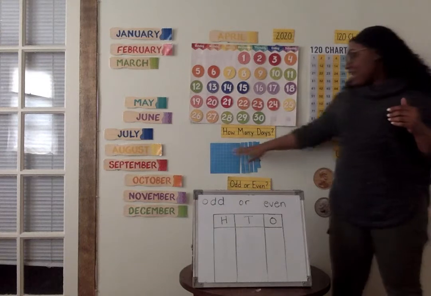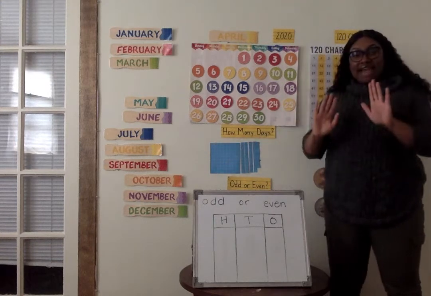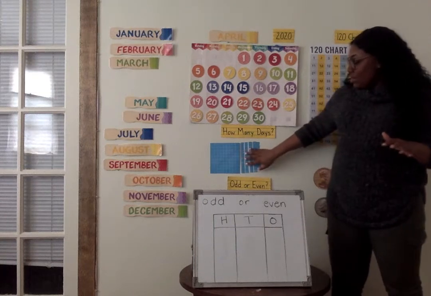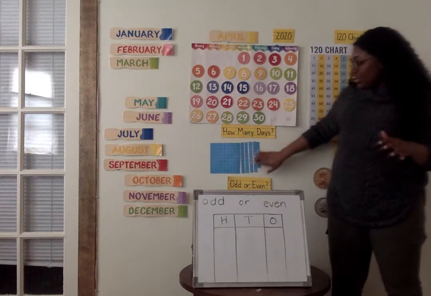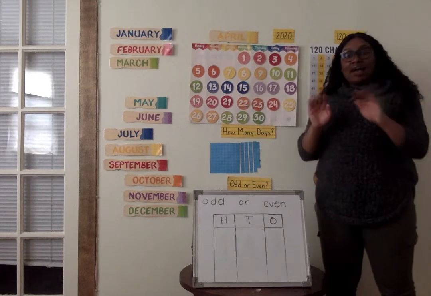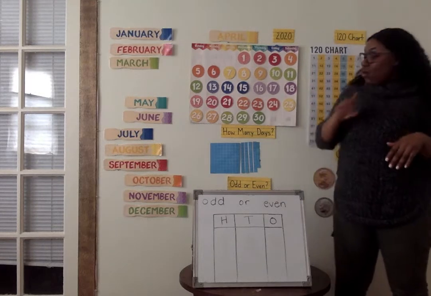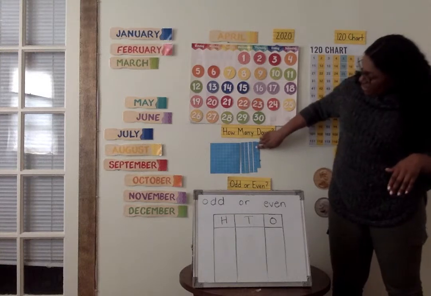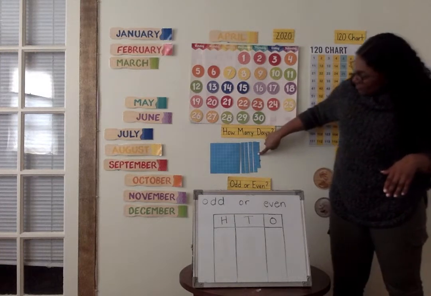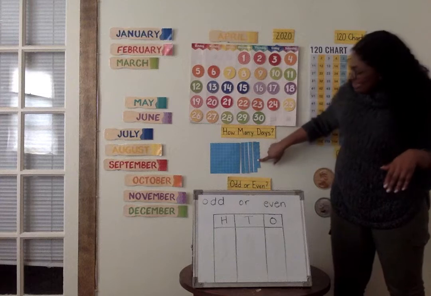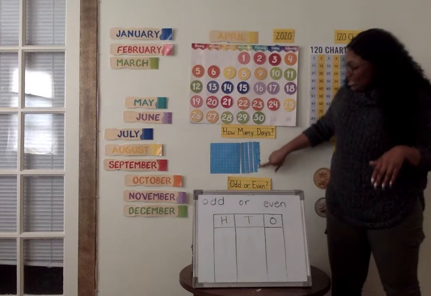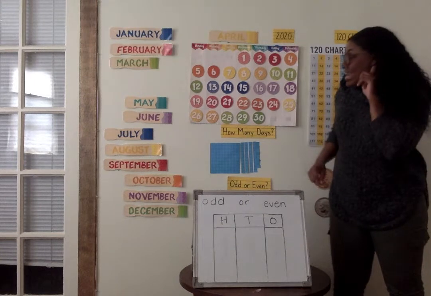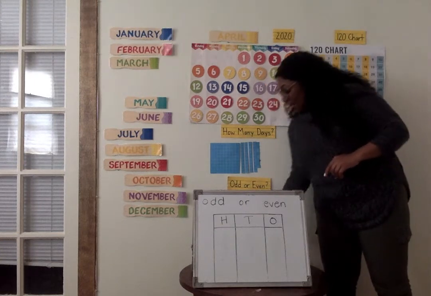Count with me. Get ready. 100. Stop. Switch. Count by tens. 110, 120, 130, 140. Stop. Switch. Count by ones. 141, 142, 143, 144, 145, 146, 147, 148, 149. We've been in school a new day, so I need to add one more.